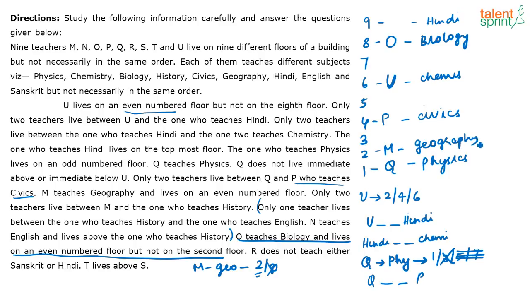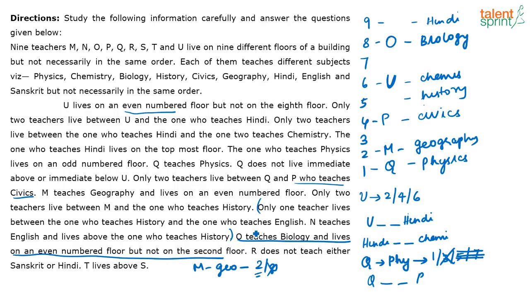Now let us look at the remaining information. Only two teachers live between M and the one who teaches history. So where should the teacher who is teaching history be? Only two teachers live between M and the person who teaches history. Means if this is M, history should be here. Next, only one teacher lives between the one who teaches history and the one who teaches English. And then next it is given that N teaches English and lives above the one who teaches history.